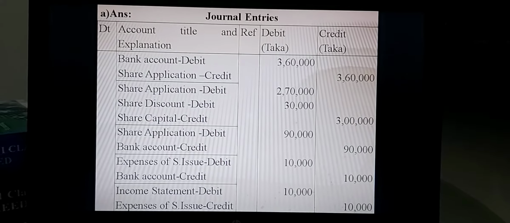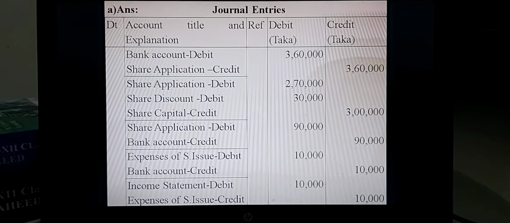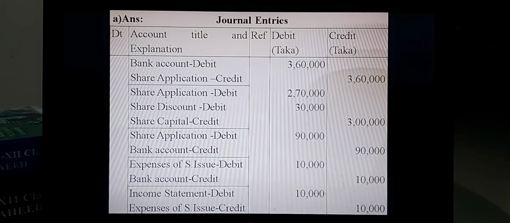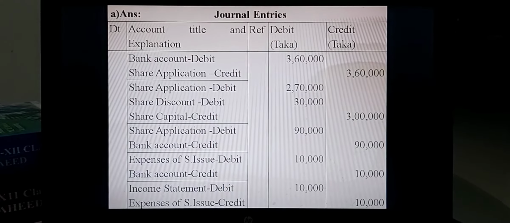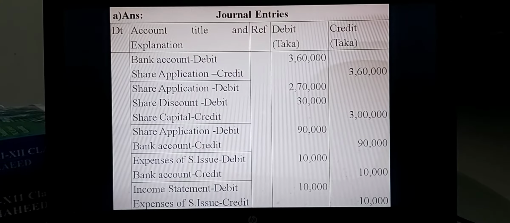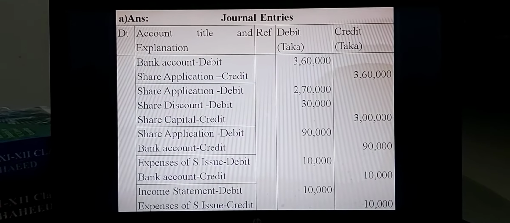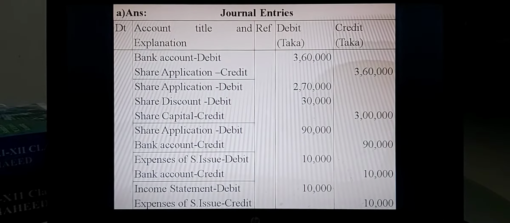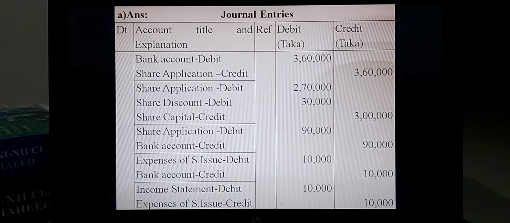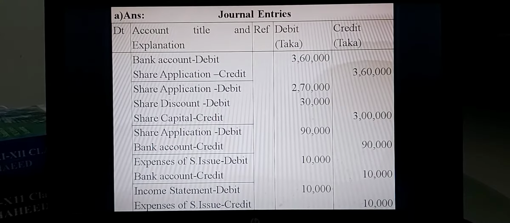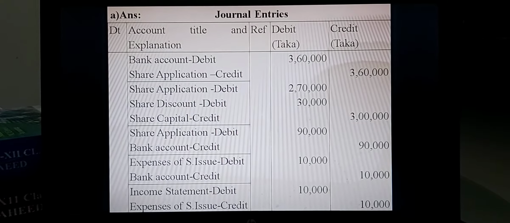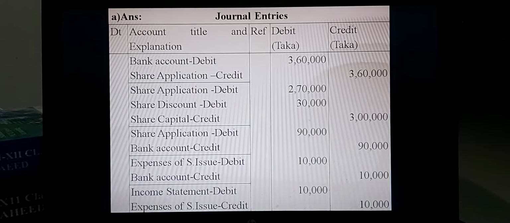Number 4, in this math, expenses of share issue account debit, bank account credit, because it is treated as current year expenses. So you won't write preliminary expenses debit. You have to write expenses of share issue debit, bank account credit for Taka 10,000. As this expense is to be treated as a current year expense, this amount is to be transferred to the income statement. So this is the last entry: income statement debit, expenses of share issue credit, Taka 10,000.